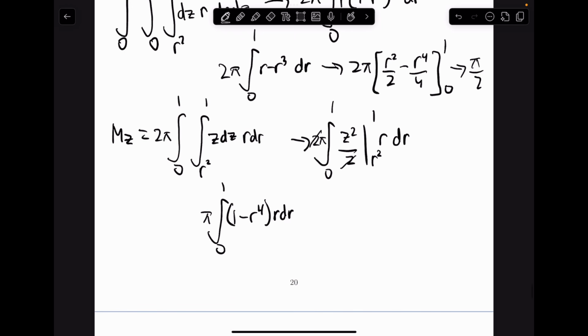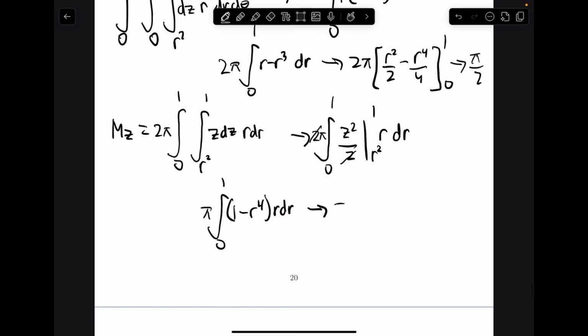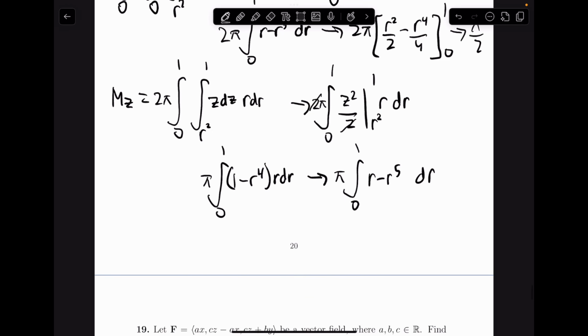Okay, so this is going to be pi times the integral from 0 to 1 of r minus r to the fifth power, all dr. And we're almost done here, promise.